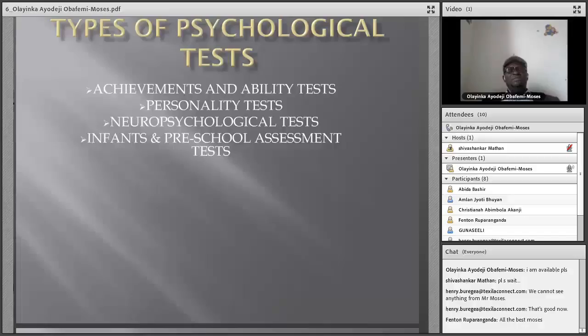There are the personality tests to determine the mental state of somebody, the nature, what makes up that particular person. There is the neuropsychological test, which deals with the state of the reasoning faculty of that person. And there are the infant and preschool assessment tests, which are carried out among young children and toddlers.